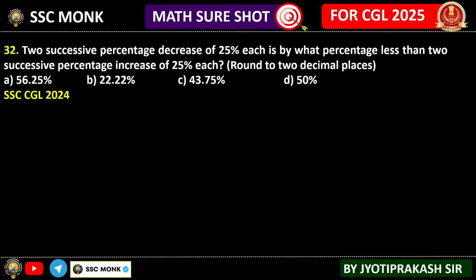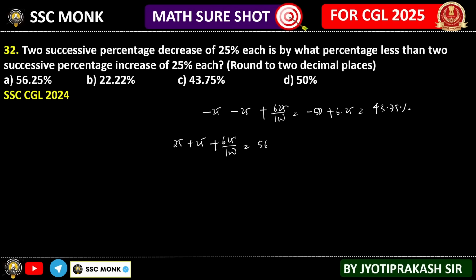Next, two successive percentage decreases of 25% each is by what percent less than two successive percentage increases of 25% each? Two successive percent decrease means minus 25%, minus 25%, plus 25 into 25, 625 by 100, that is equal to minus 50 plus 6.25, that is equal to minus 43.75%. Here, 25% increment: 25 plus 25 plus 625 by 100, that is equal to 50 plus 6, 56.25.